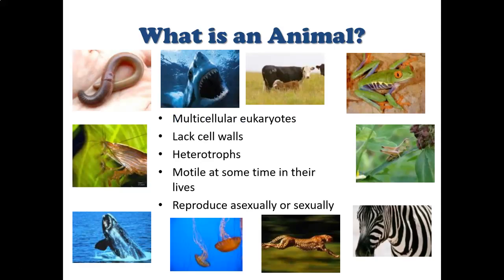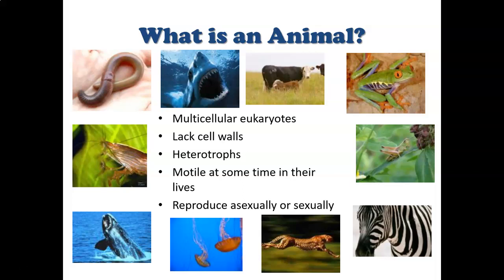So what are animals? Animals are multicellular eukaryotes. There's no such thing as a unicellular animal. All the cells of animals do not have any cell walls. So fungi have cell walls made up of chitin. Plants have cell walls made up of cellulose. Animals don't have any cell walls at all.